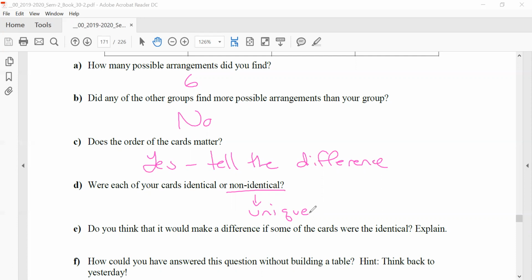Would it make a difference if the cards were identical? Yes. If, say, I had 2 jacks that were the same, I can't tell the difference between those 2 arrangements of these cards. So I'm definitely going to have something happening here, right? I can't tell the difference. So I would have fewer arrangements, wouldn't I?